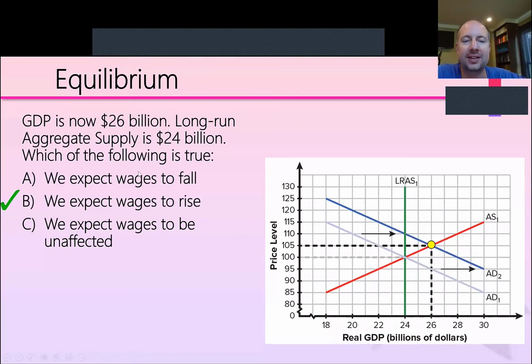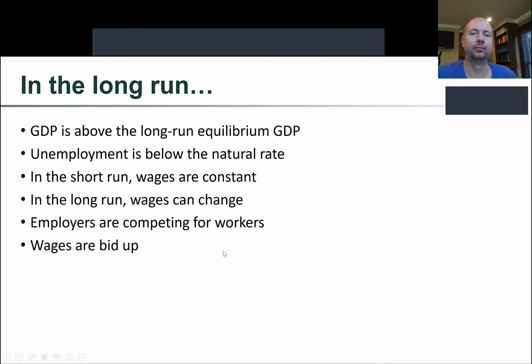And the reason is, let me go through why. Well, GDP is above long run equilibrium GDP, right? GDP wants to be 24 and it's 26 instead. So that means people are working overtime. People who should have been fired aren't being fired. So we have low frictional unemployment. So GDP is above the long-run equilibrium GDP, which means unemployment is below the natural rate.